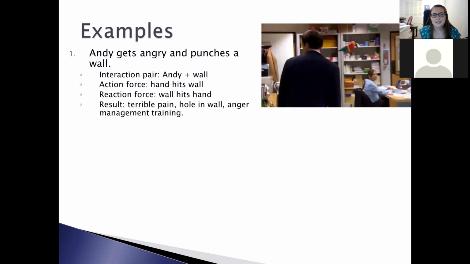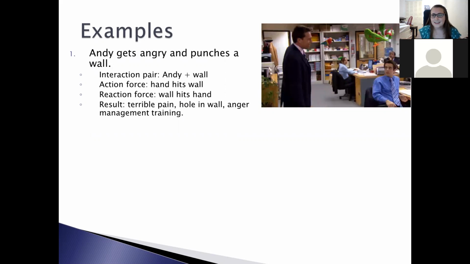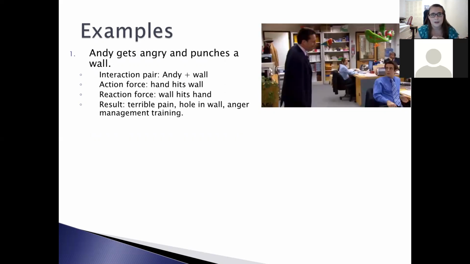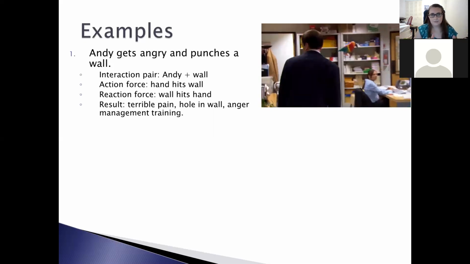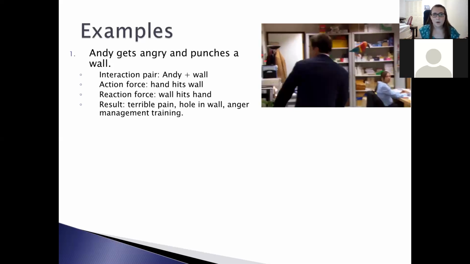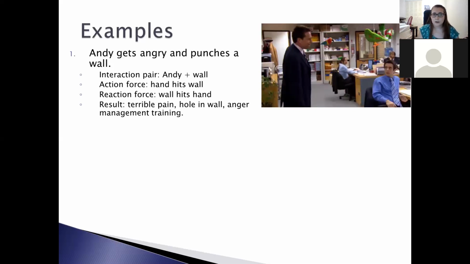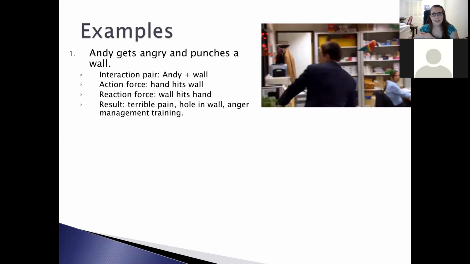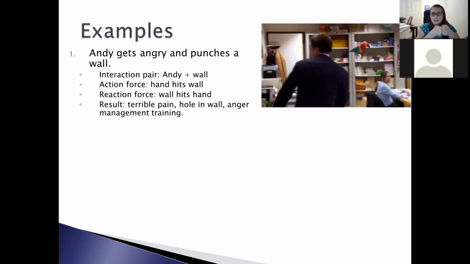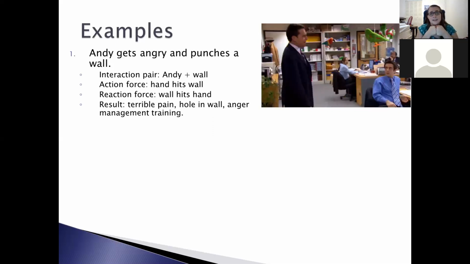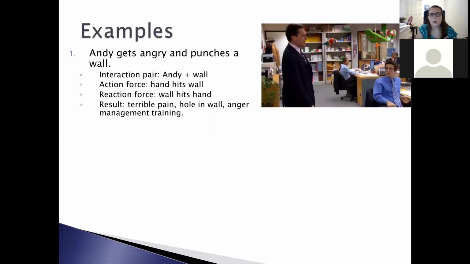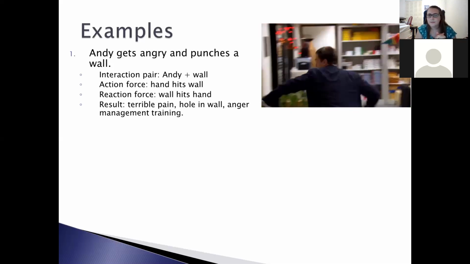But anyway, Andy gets angry and punches a wall. So in this example, the interaction pair, or the pair of objects that are interacting with each other, is Andy and the wall. The action force in this scenario is Andy's hand hits the wall. The reaction force is that the wall hits Andy's hand back. So at that moment where they're colliding with each other, Andy's hand is pushing one way, but the wall is pushing back on Andy's hand as well. And the result is terrible pain, a hole in the wall, and anger management training.